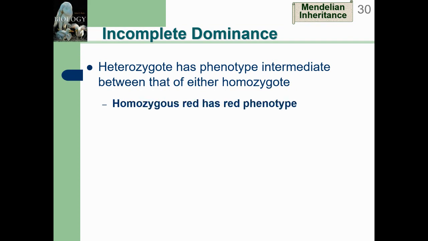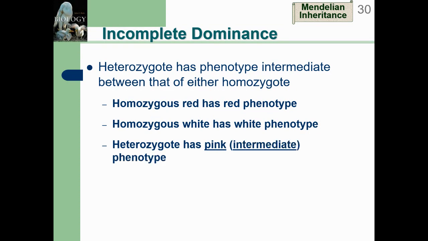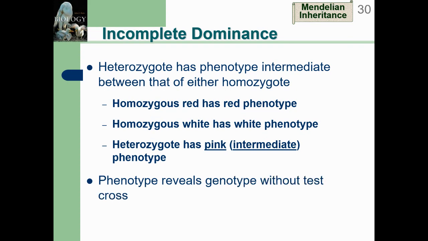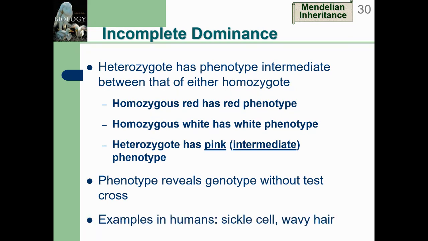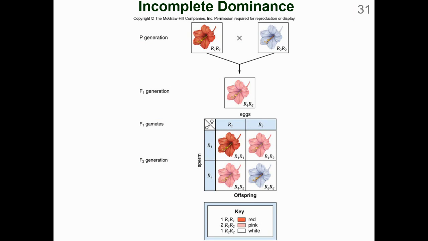So an example would be a flower where homozygous red gives a red phenotype, and homozygous white gives a white phenotype. Rather than the heterozygote being red because it has a dominant allele, we would end up with a blending of the white and the red phenotypes, and the heterozygote would give us pink, an intermediate. So incomplete dominance is a blending. The phenotype tells us what the genotype is without a test cross. We can just look at it and say it's pink, it must be the heterozygote. So sickle cell, which we'll talk about a little bit more, and wavy hair are examples of this in humans.